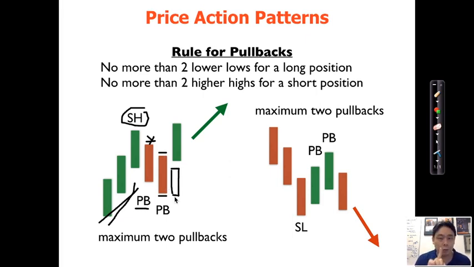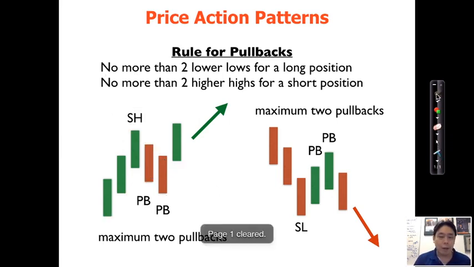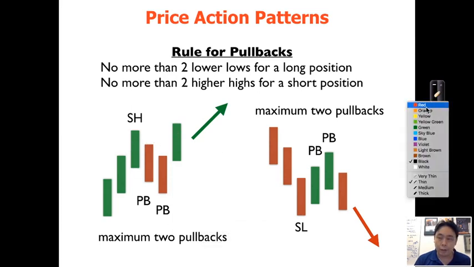Why? Because here's the rule. The rule for pullbacks is that we can have no more than 2 lower lows for a long position. Or rather, no more than 2 pullbacks for a long position. So if we get another pullback, then we cancel the order and we don't take a trade. You understand? Great.